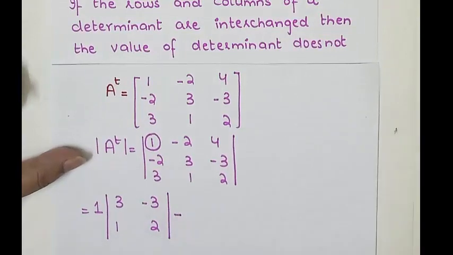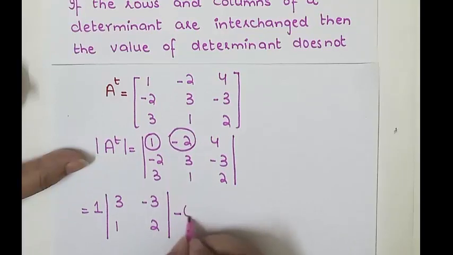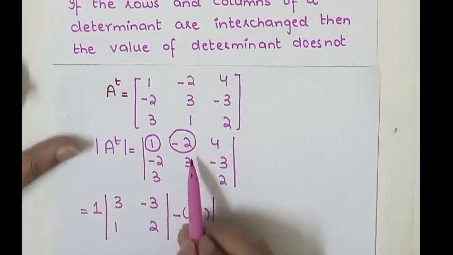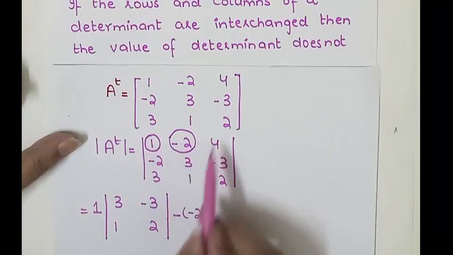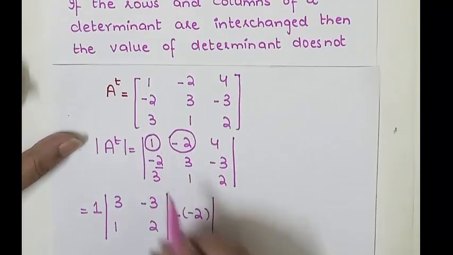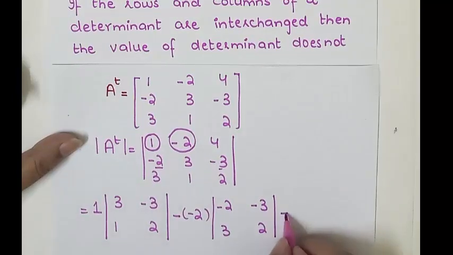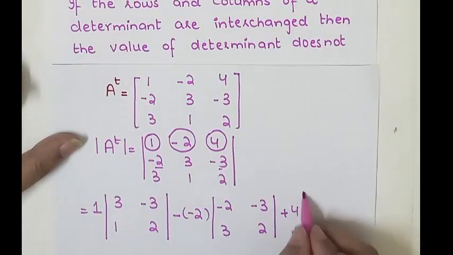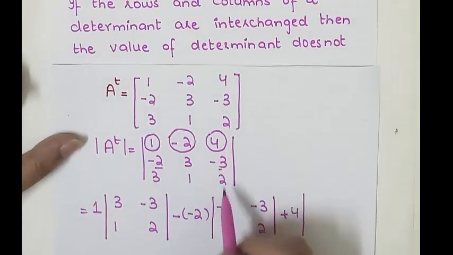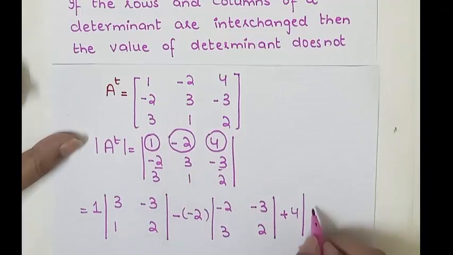Similarly, now we will write minus. Now we will write this term minus 2. Now we will ignore the second row, second column and first row. So we have minus 2, minus 3, 3 and 2. Last we have a plus sign. Now we will write 4 outside the bracket. Now we will ignore this column and the same row. Now we will have these 4 terms.